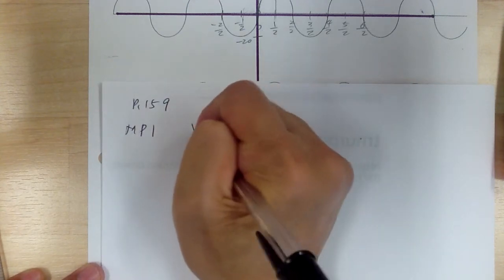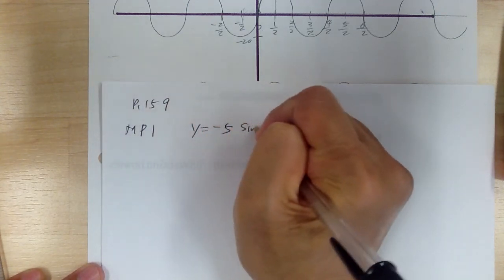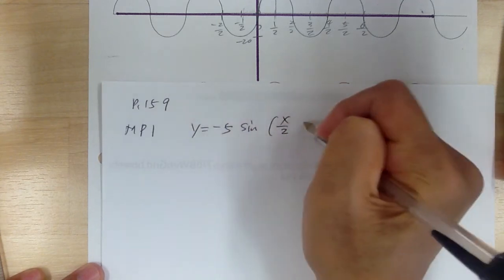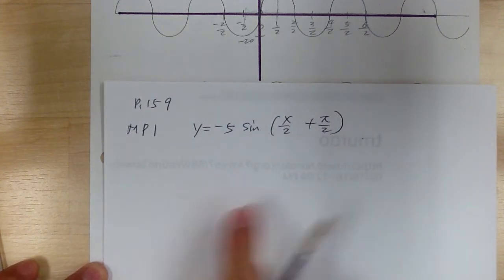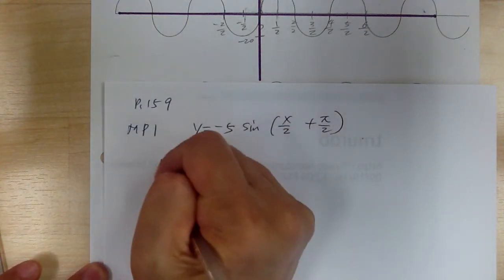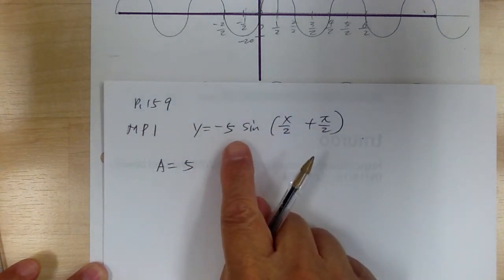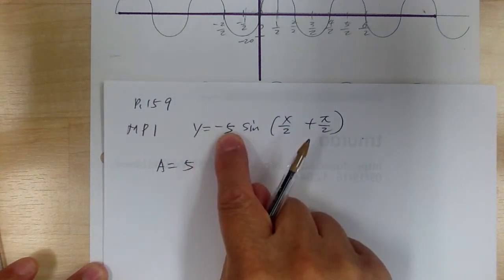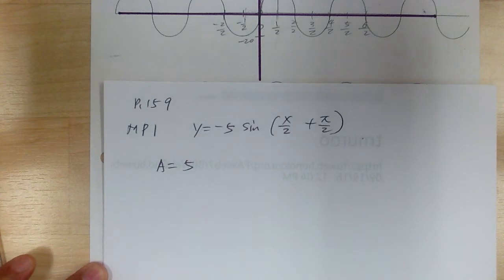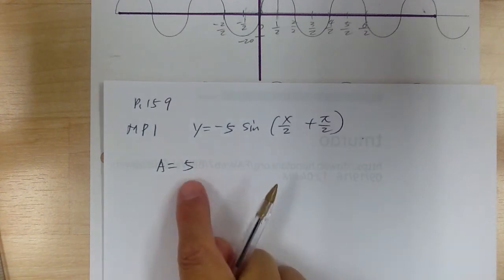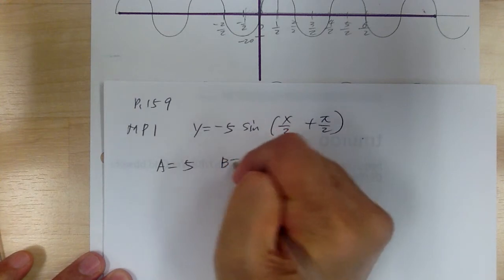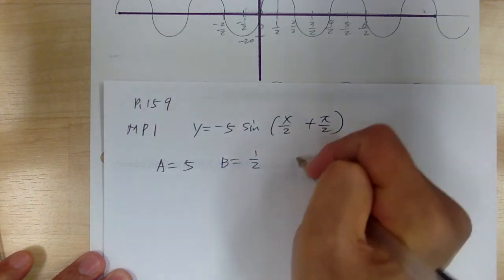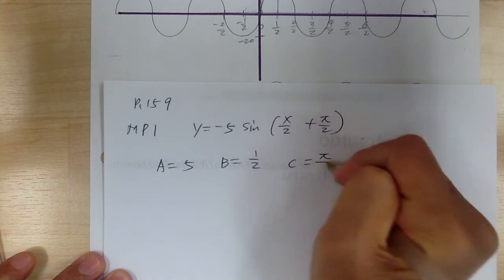You want to graph y equal to -5 sine of x over 2 plus pi over 2. So again, first let's get the A, B, C before we start to do the factoring. So a equal to 5. Now remember, it's absolute value, right? So a is not -5. So on the test, don't put -5. Remember, a is the absolute value. A is the distance, how much it goes up or down. Okay, so a equal to 5, b equal to 1/2, and c equal to pi over 2.